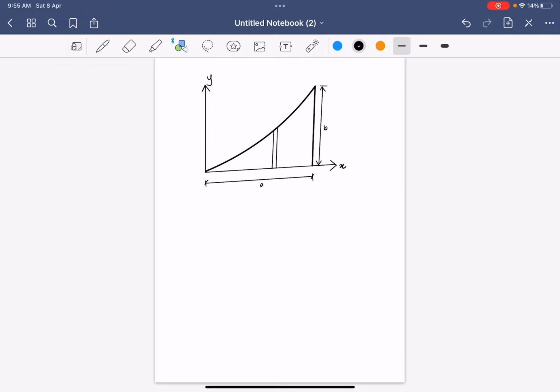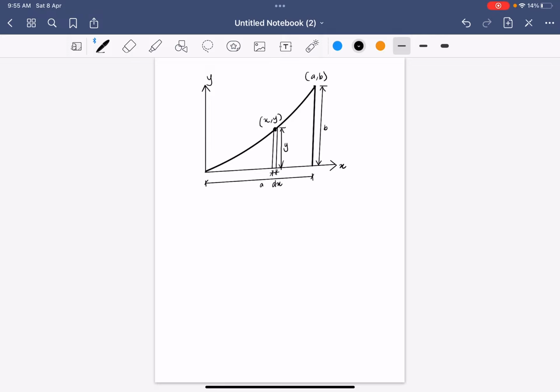This vertical strip has dimension dx, the thickness, and the height is y. This point is an (x, y) point, and this point is the (a, b) point. The next step, you have to indicate the x bar e and y bar e.